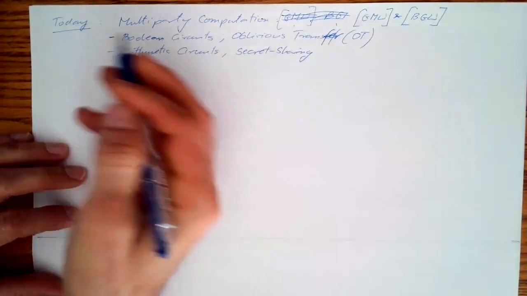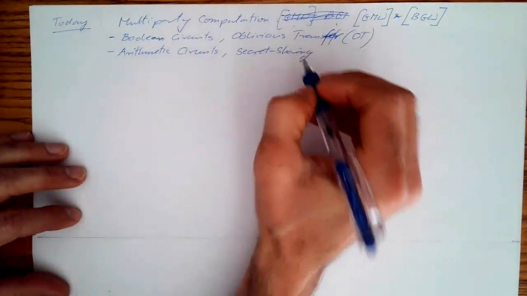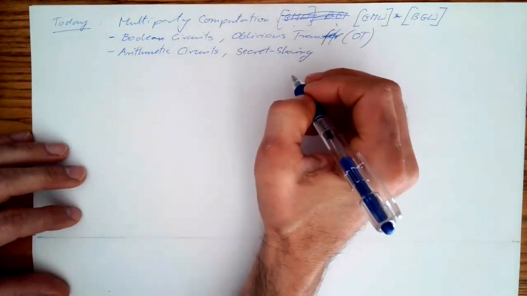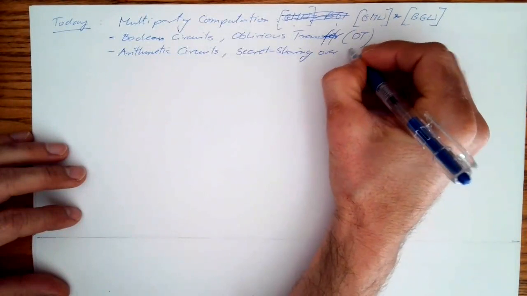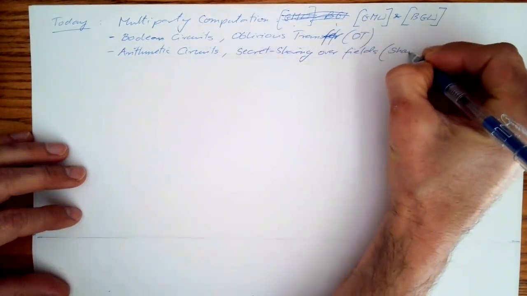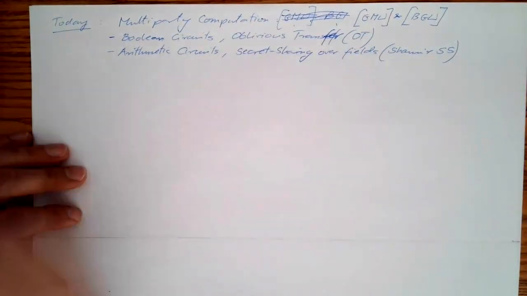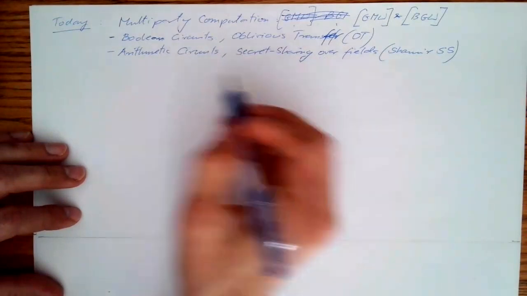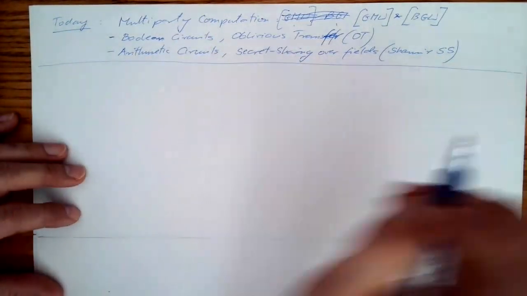This one also uses secret sharing, but a very simple one. And this uses a more general secret sharing over any field. In particular, Shamir secret sharing. Okay, so we'll introduce both tools. We'll see how far we get.